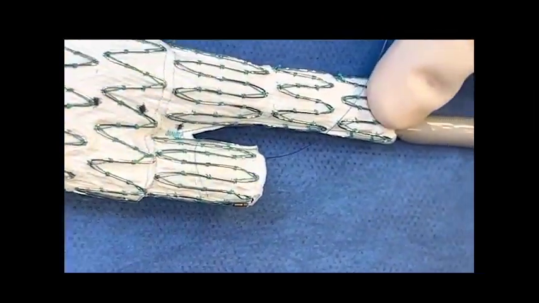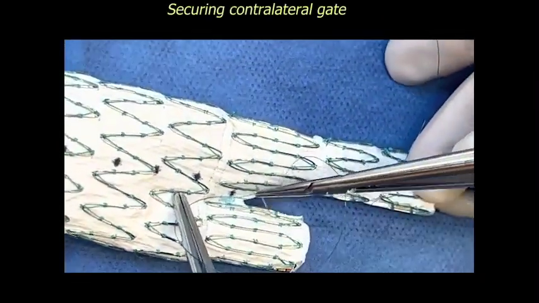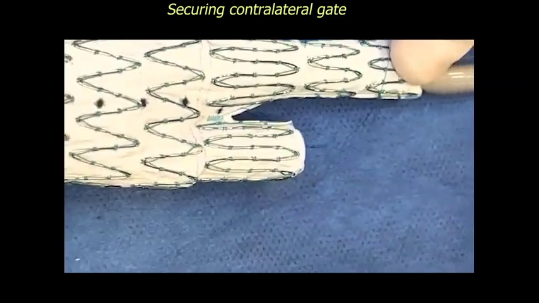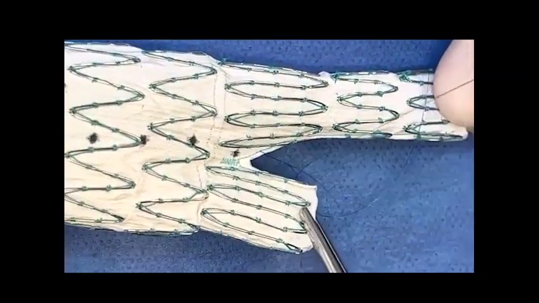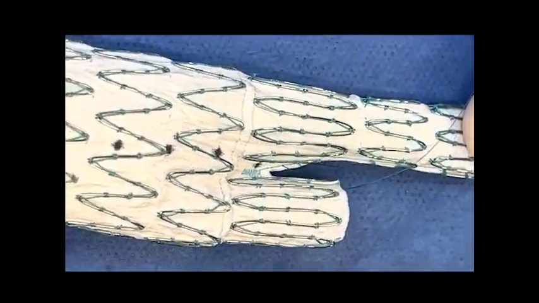This is a key step where the contralateral leg is secured with a pearline suture. Without this, the contralateral gate can kick out instead of staying down and make the cannulation much more difficult.